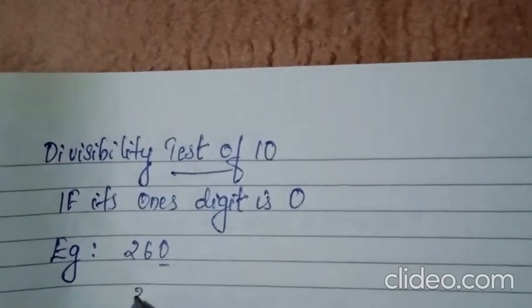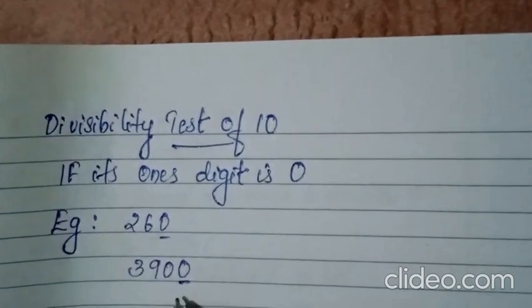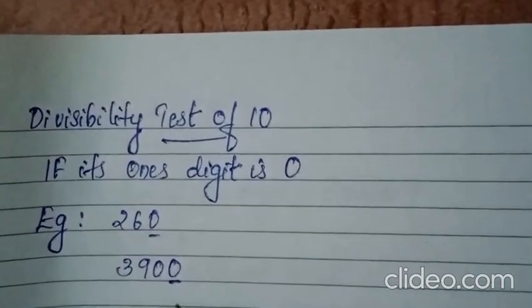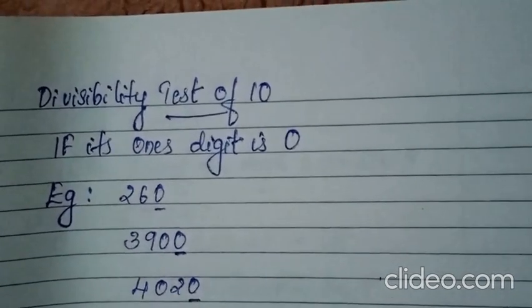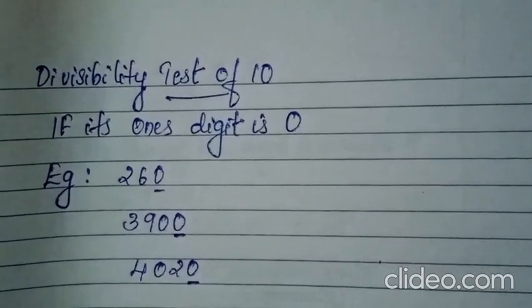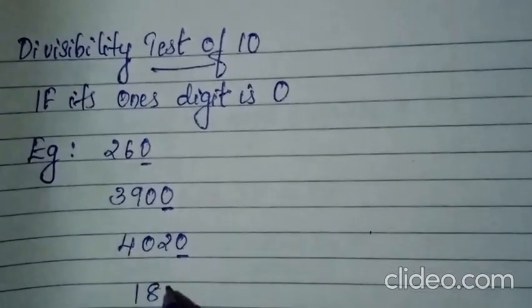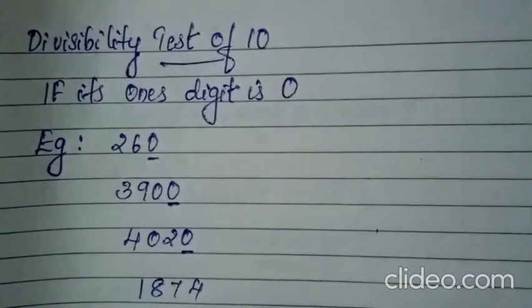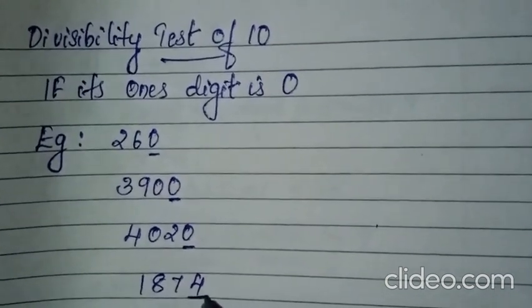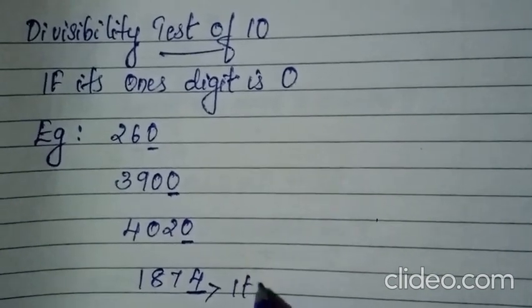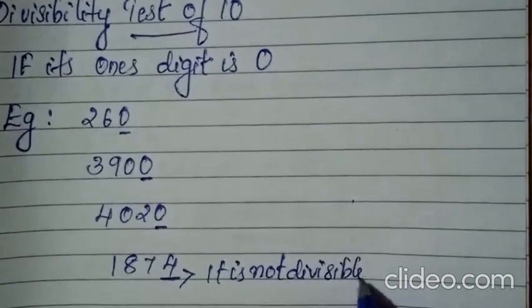Let's do another example. 3900. The unit place is 0. Then we can say that this number is divisible by 10. So 4020. This unit place is 0. Then we can say that this number is divisible by 10. 1874. Is this number divisible by 10? No, this number is not divisible by 10 because the unit place is 4 over here. So it is not divisible by 10. Understood?